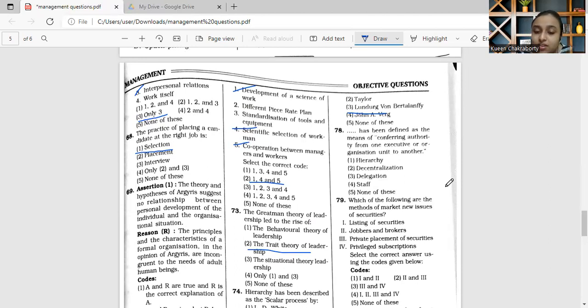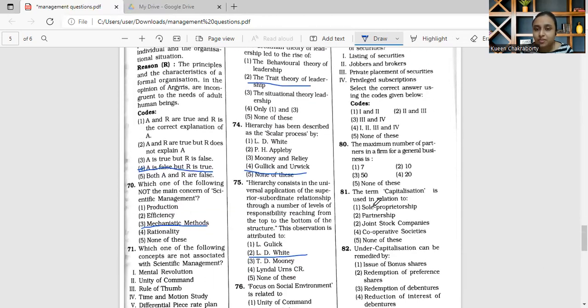See, delegation is the devolution of authority by a superior person to his agent or subordinate, subject to supervision and control. According to Terry, delegation means conferring authority from one executive or organization unit to another. Thus, delegation is not essentially devolution from a higher authority to a lower authority. It can well be said from a lower to a higher authority as well, or even between equal authorities. So accordingly, we have delegation to be the correct answer, which is option number 3.